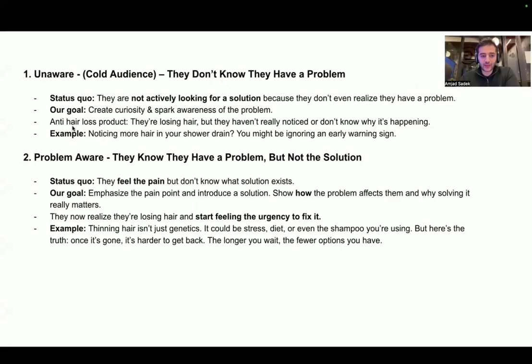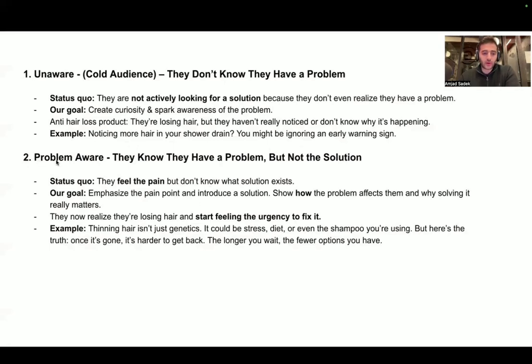For example, in an anti-hair loss product, here the audience is losing hair, but they haven't really noticed or don't know what's happening. They might notice a bit, but it's not really a big deal for them. That's why they're not really problem aware. Example: noticing more hair in your shower drain, you might be ignoring an early warning sign. So this is very, very top of the funnel messaging. When compared to the other awareness stages, you will see now the big difference.